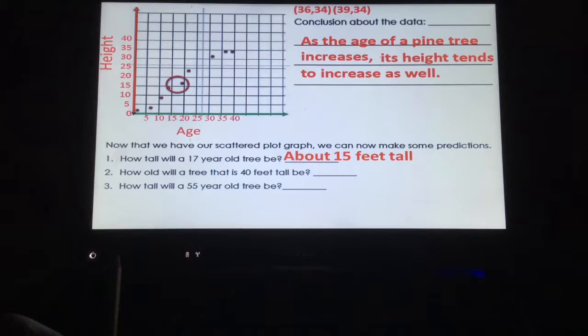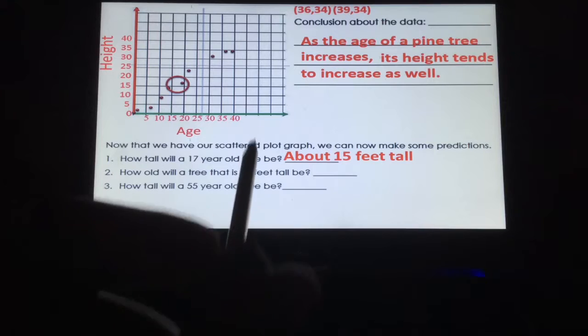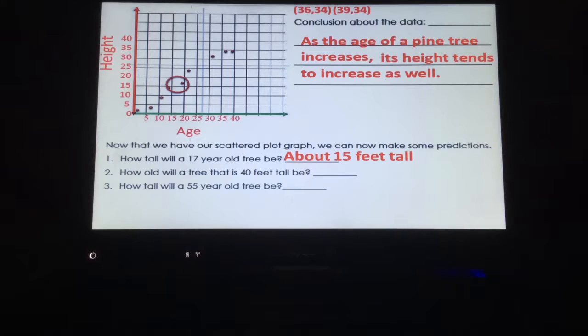All right. Now, what I want you to do is predict number 2 and number 3. Number 2 says, how old do you think a tree is that's 40 feet tall? So that would be in this area over here. And then how tall do you think a 55-year-old tree would be? So 55 would be around over here. I'm going to give you guys a second to do that, and then we can go ahead and continue.